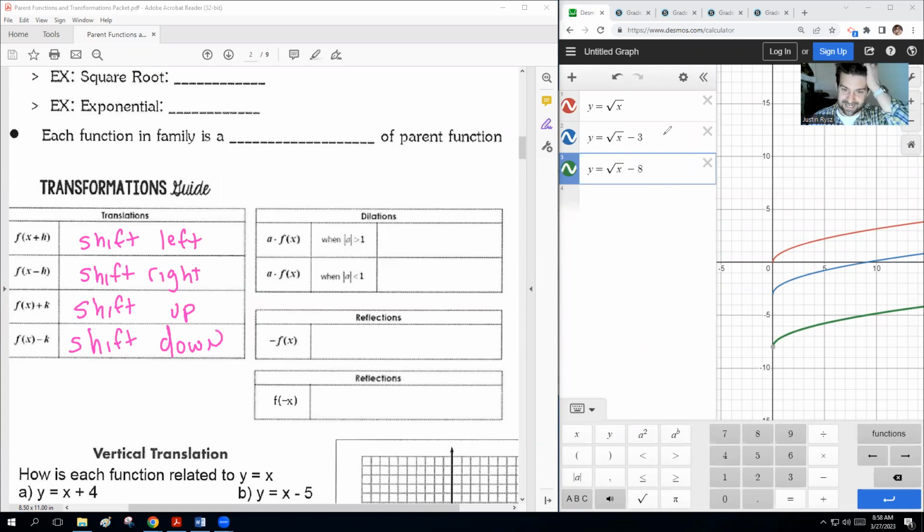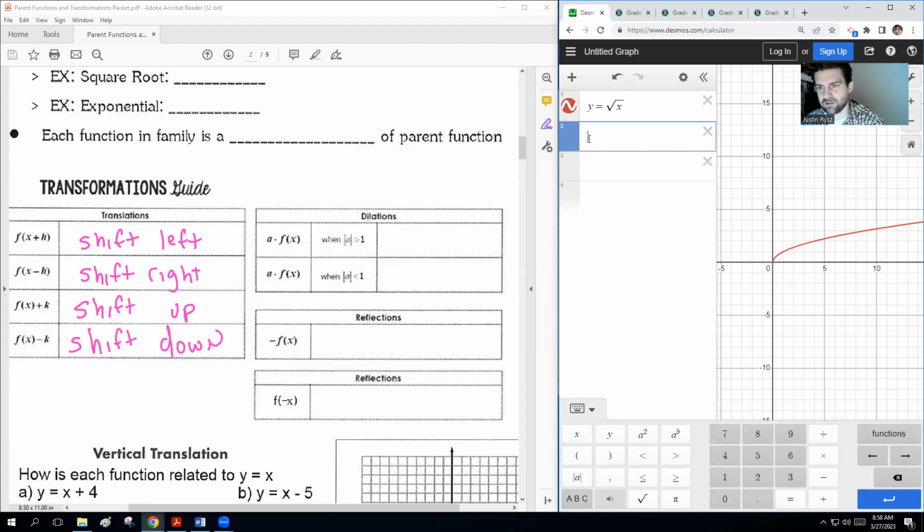Okay. Next, dilations. There's going to be a couple different ways we can look at dilations. But let's look first at if a is greater than 1. There is a catch to this one: it should also be greater than 0, but let's talk about that. Now that's just outside the function here.